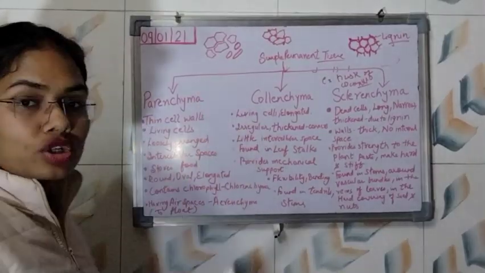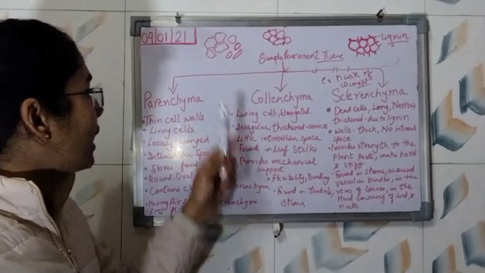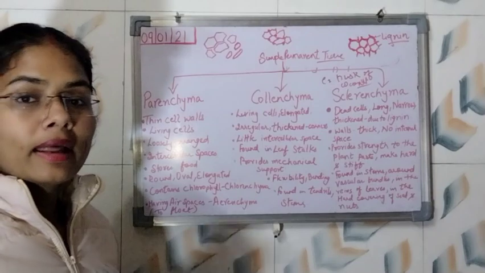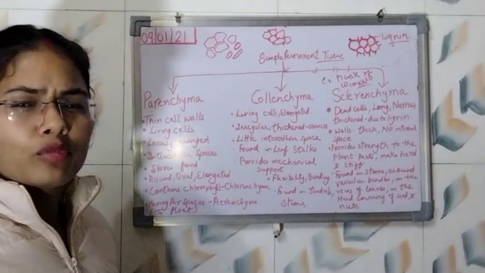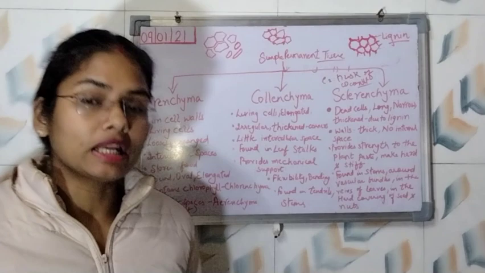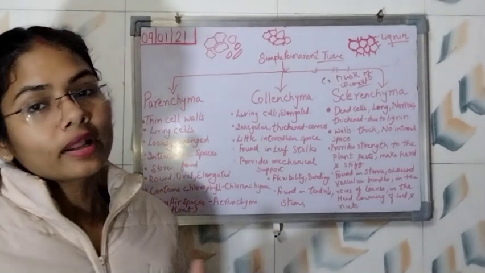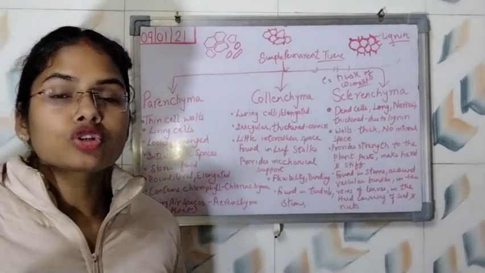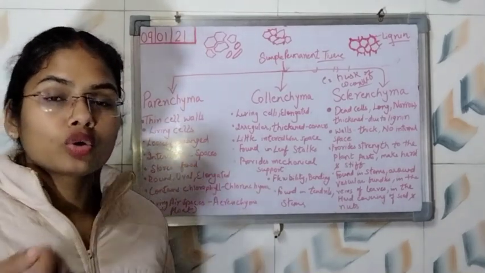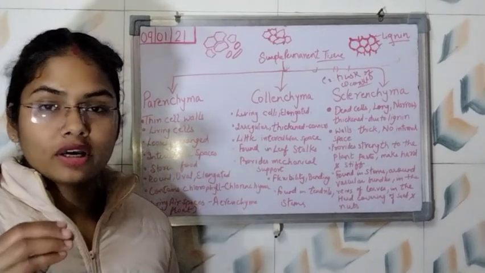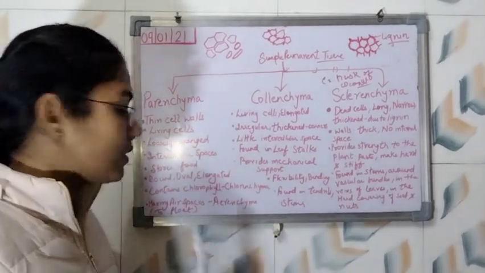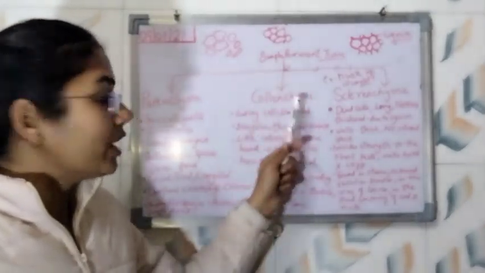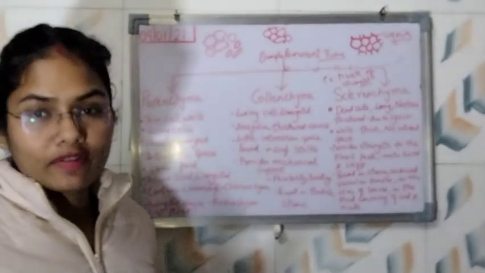Also, it stores food, right? And in some situations, those plants which contain chlorophyll, that is called chlorenchyma. Mostly plants contain chlorophyll, so that is called chlorenchyma tissue, right? And those aquatic plants which float on the surface of water, they have air spaces between the cells, right? So that is called parenchyma, right?